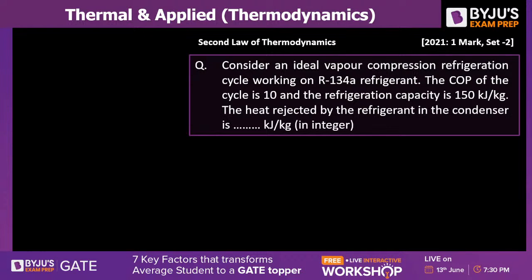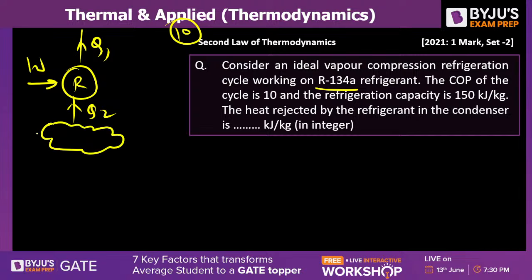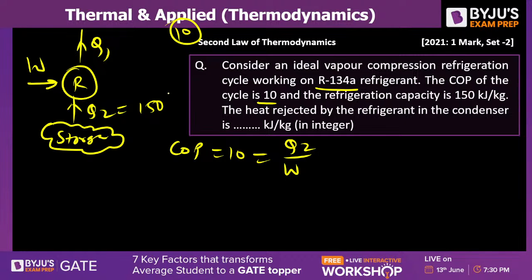This is our question number 10. There are a total of 12 questions from GATE 2021. Consider an ideal vapor compression refrigeration cycle working on R134A refrigerant. The COP of the cycle is 10. So it is not about the VC cycle as such, it is just about the refrigeration cycle. This is, let us say, Q2, this is Q1, that is the work input, and this is the desired effect. For a refrigerator, it will be the desired output or desired effect, the cold storage space. So COP is given by Q2 by W, isn't it? W in, and the refrigeration capacity, that is Q2, is given as 150 kilojoule per kg.